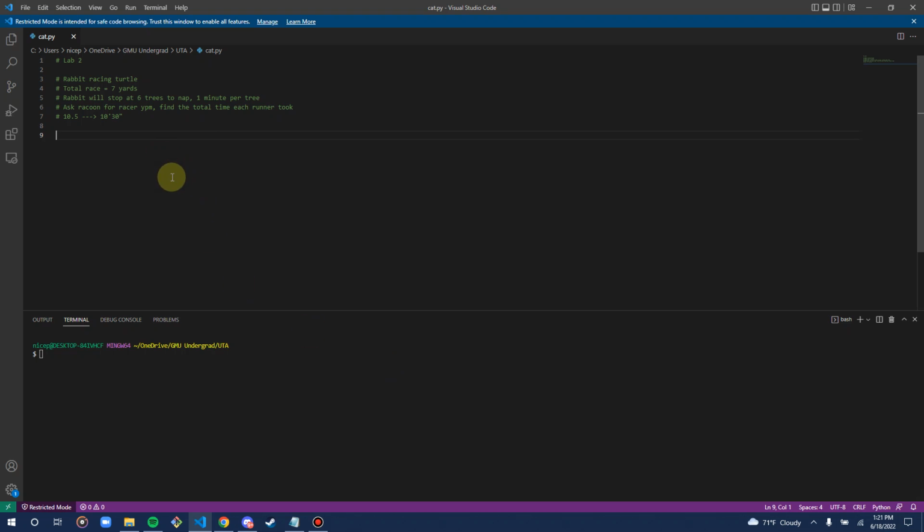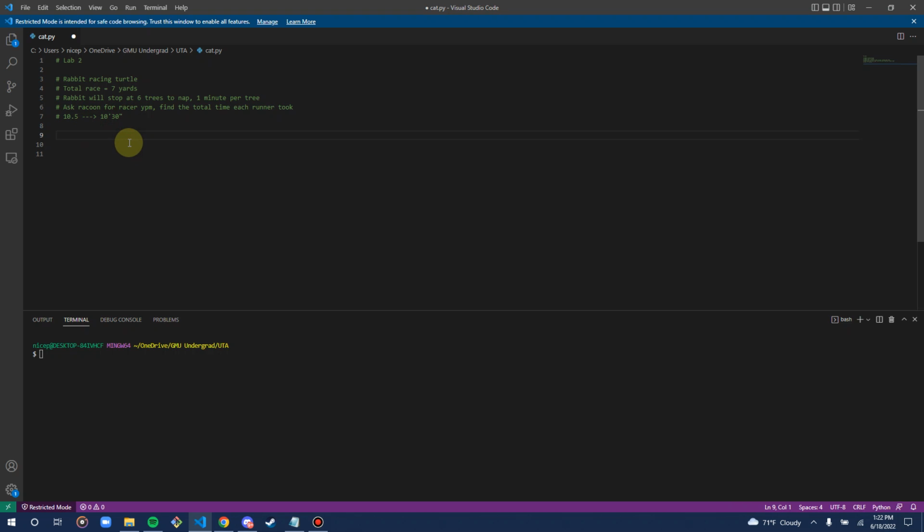As of right now, we know for a fact that each race is going to be 7 yards, and that the rabbit will stop at exactly 6 trees during this race for a 1-minute power nap. The raccoon will give us yards per minute as input, and we need to find the total time that each runner took. Lastly, once we calculate this using a formula that was given to us, we're going to convert it to a more readable time in minutes and seconds.